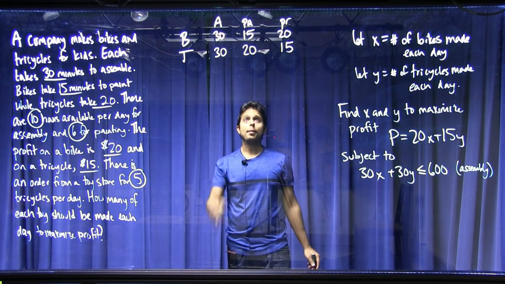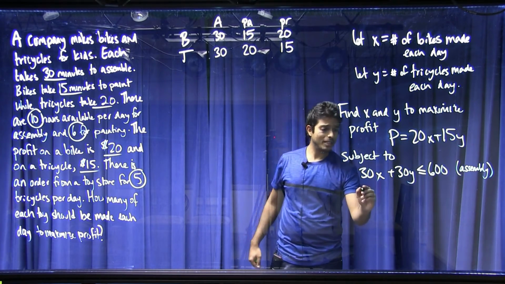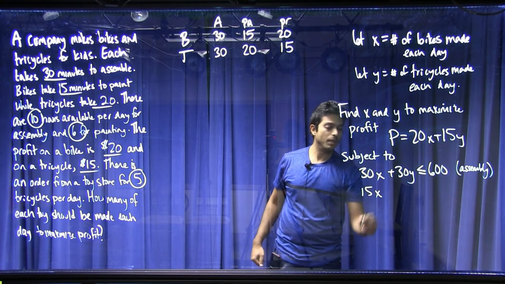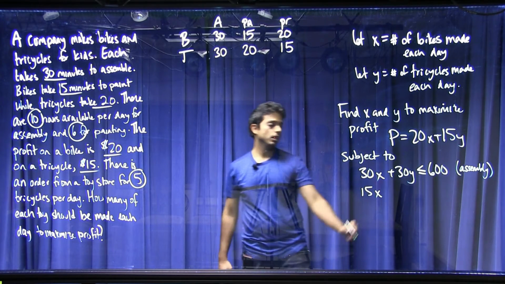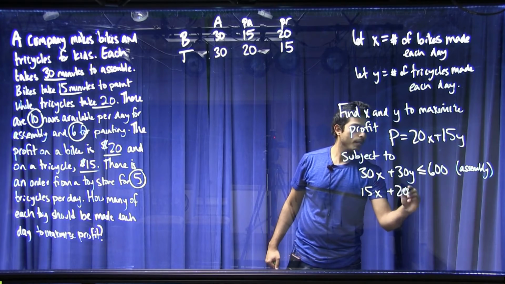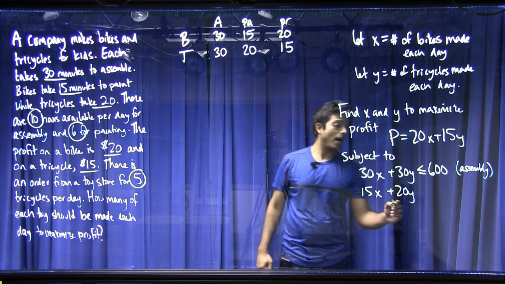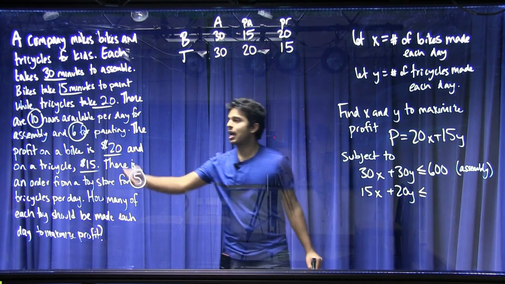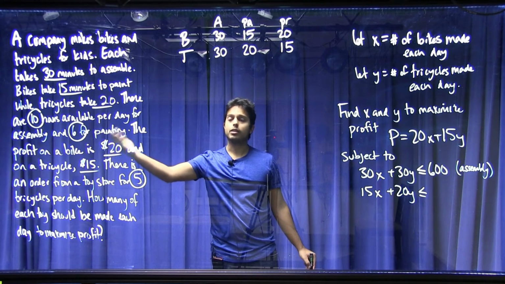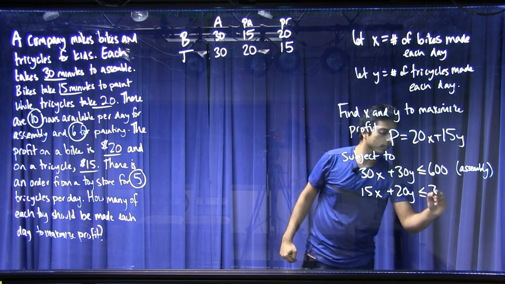We also have a constraint based on painting. So it takes 15x minutes to paint X bikes. It takes 20y minutes to paint Y tricycles. And we have 6 hours for that. An hour is 60 minutes, so 6 times 60 is 360.